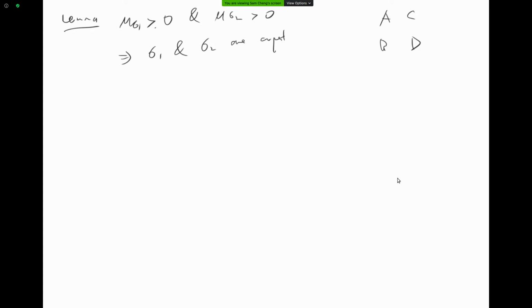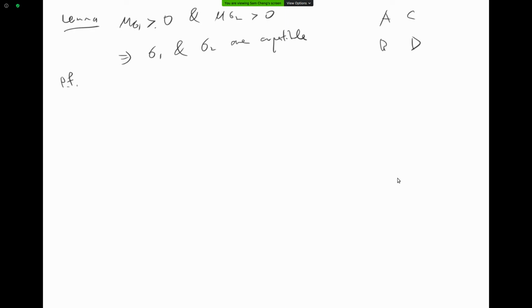Maybe use a new page again. Now think of the example here, 1, 2, 3, 4, or let's say A, B, C, D. Again, the lemma is saying that if mu of sigma 1 is bigger than 0 and mu of sigma 2 is bigger than 0, then I automatically have that sigma 1 and sigma 2 are compatible.